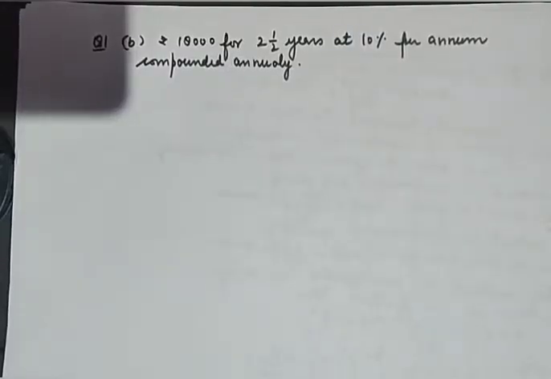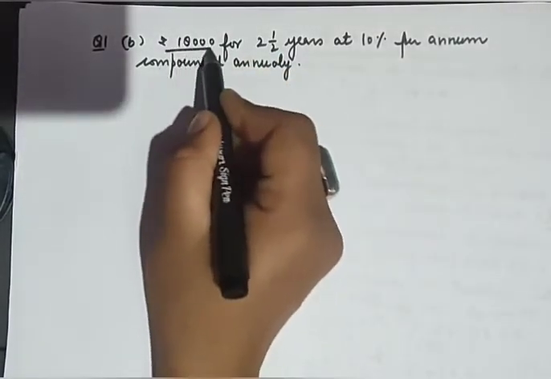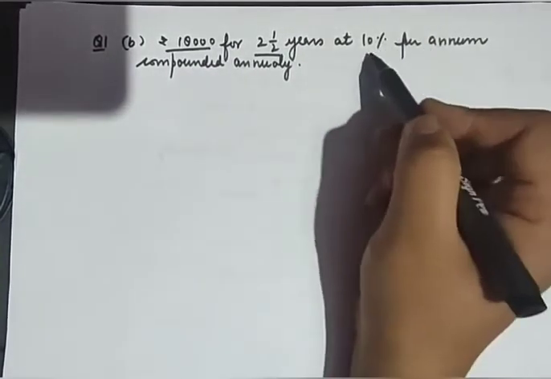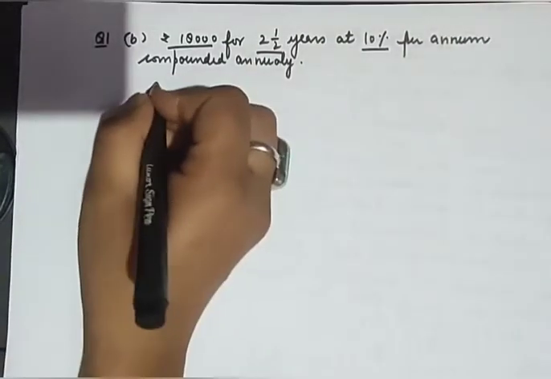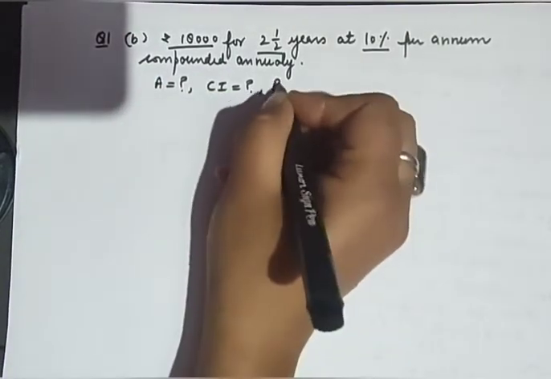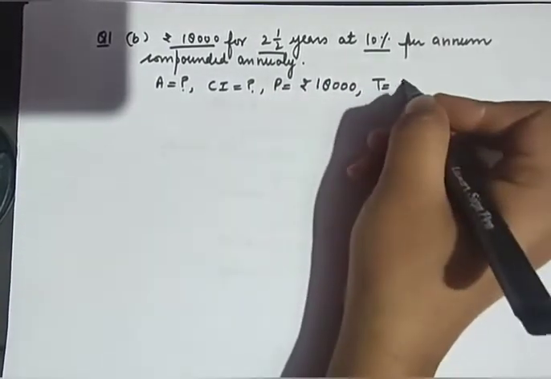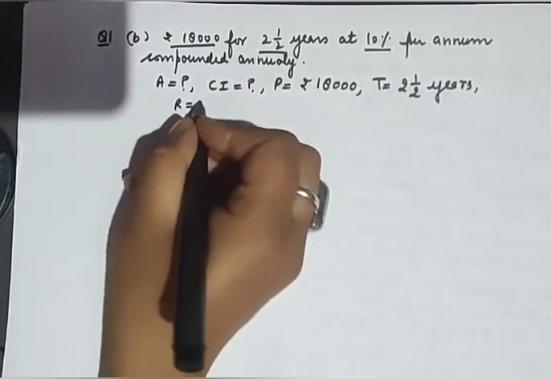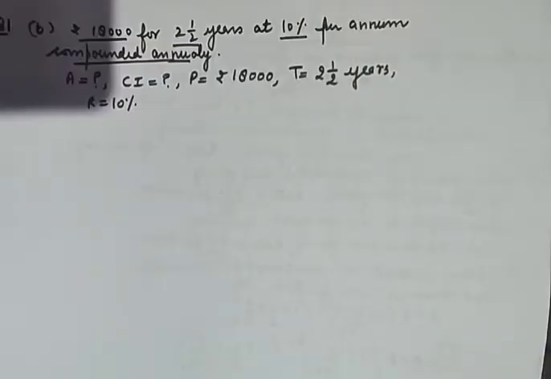Students, now let's have a look at question number 1, part B, where you have to find the compound interest and amount for rupees 18,000 for 2.5 years, and the rate is already given to you, that is 10% per annum. Here you have to find out the amount and the compound interest. Principal is already given, that is 18,000. Time is also given, that is 2 1 by 2 years, and rate is 10%.